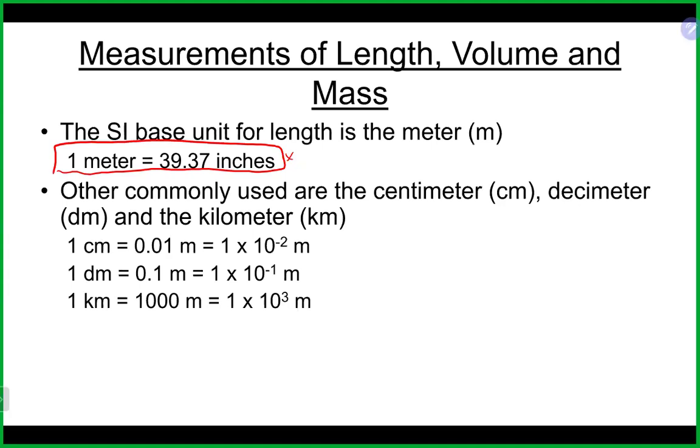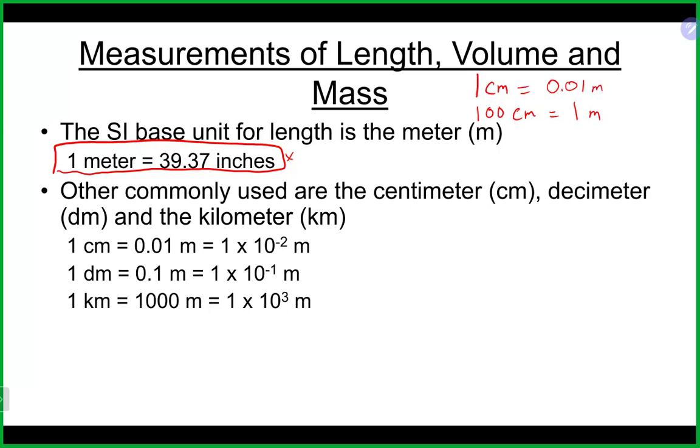1 centimeter is 0.01 meters. By the way, that is the same thing as saying there is 100 centimeters in 1 meter. So that is the same conversion. That is what is referred to as an equality.